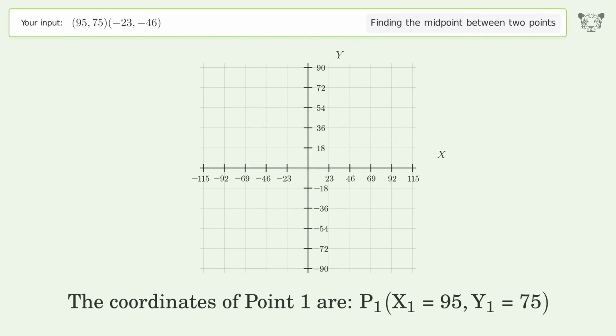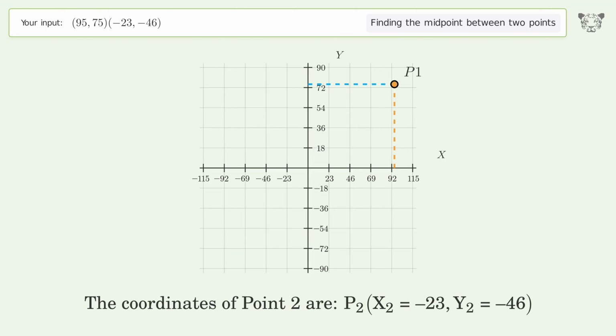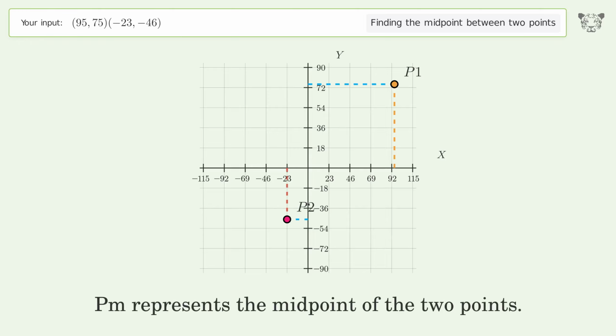The coordinates of point 1 are, x1 equals 95, y1 equals 75. The coordinates of point 2 are, x2 equals negative 23, y2 equals negative 46. PM represents the midpoint of the 2 points.